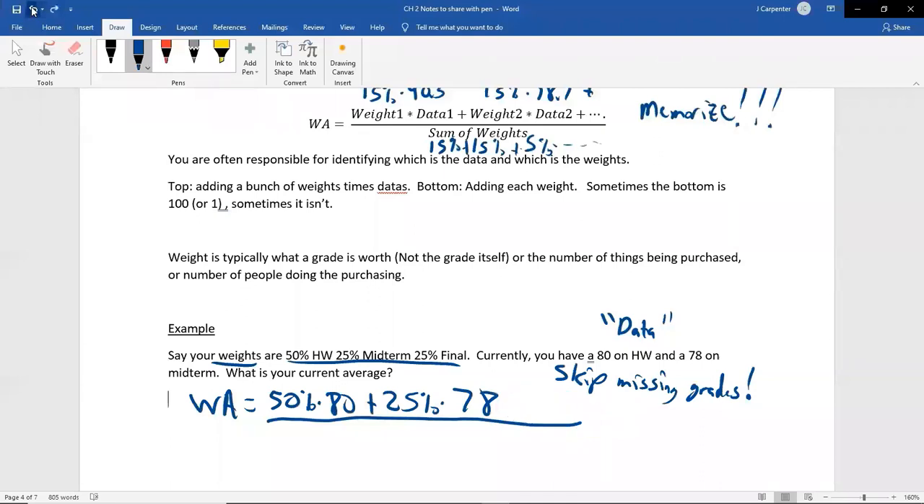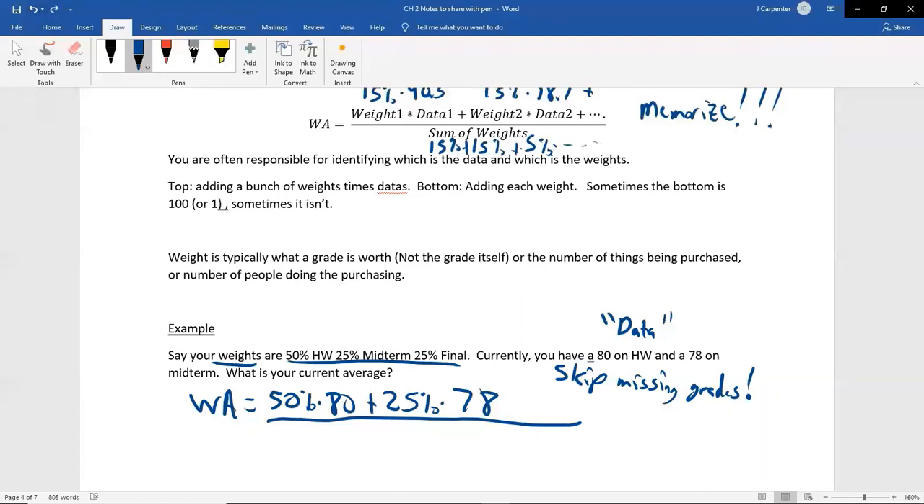That's another important aspect of a weighted system. If something hasn't happened yet, it doesn't get weighed in. So I don't have plus 25% times, well, what grade would we have? A 0, a 5, 100? It would be a variable, and spoilers, that's what's going into the next bit, but we won't come to that yet. It's going to be a while. So weight times data, and then we stop because there's no more completed weights.